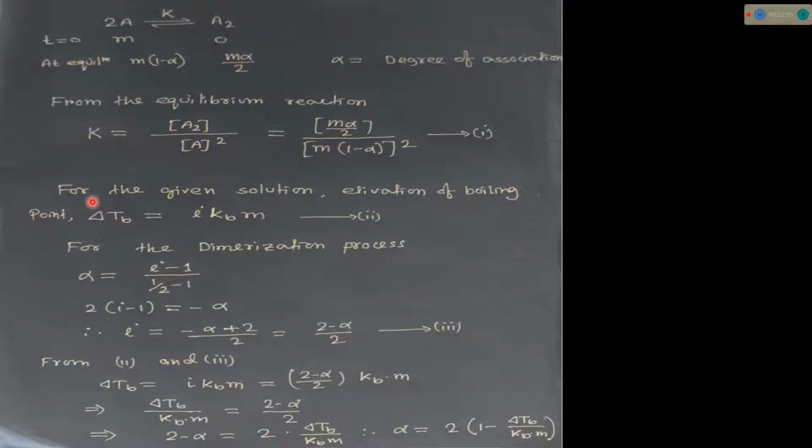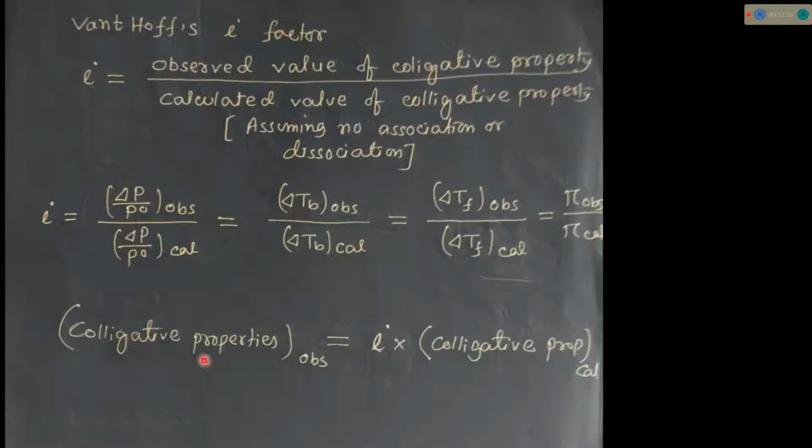And for the given solution, elevation of boiling point, we can write del Tb equal to i Kb m. We all know the expression of del Tb, the elevation of boiling point, equals Kb into m. For the normal case it is Kb m, but if there is association or dissociation, we have to write i into Kb m. So we saw there, colligative property observed equals i into colligative property calculated.